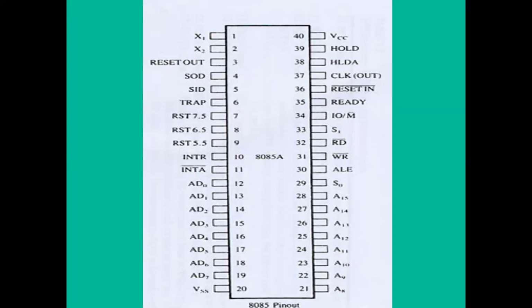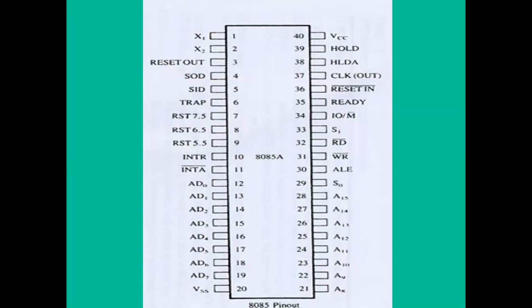Next is the serial IO control signals. In case of serial IO control signals, data can either be received or transmitted. Using these two pins, SID, serial input data, to receive the input data serially, and SOD, serial output data, to transmit the data using serial transmission.